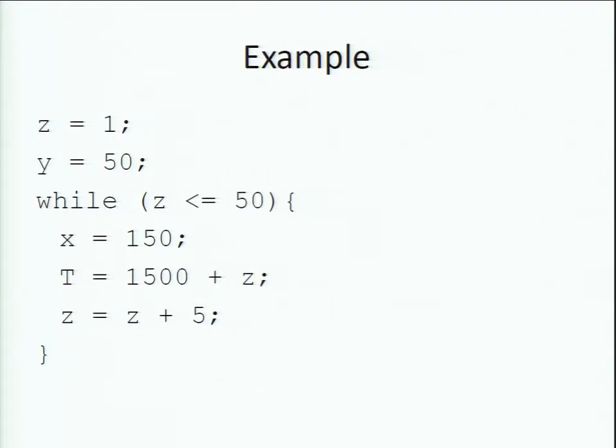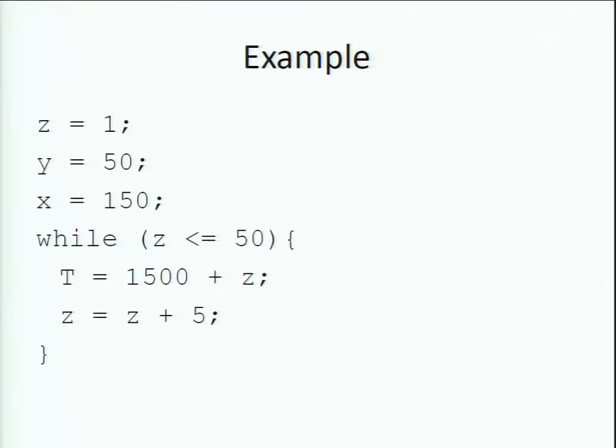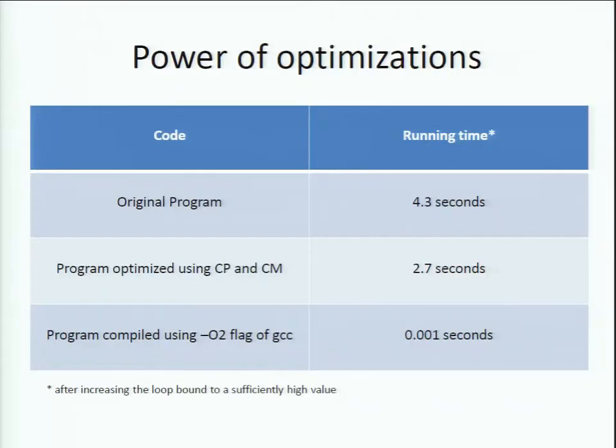Okay. Now there is another optimization that is possible here. So x is inside the loop, but again in every iteration we will only assign a constant value to x, so therefore you can actually move x out of the loop. Okay. So these are the couple of optimizations that can be performed in this program. Okay.